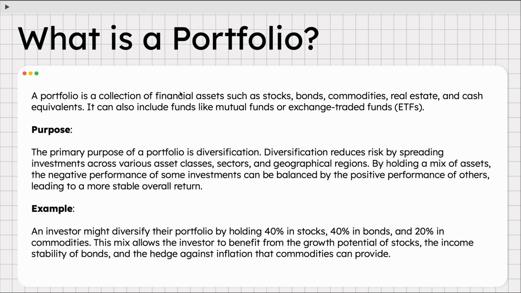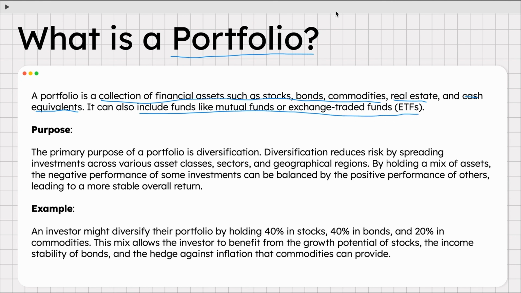First of all, the biggest question is, what is a portfolio? Okay, so in my terms, portfolio is a combination of assets, financial assets, instruments or assets, whatever you can say, kept together. So basically we can see here it is a collection of financial assets like stock, bonds, commodities, real estate and cash equivalents. We did cover all these, right, when we were studying in the first module. So it can also include funds like mutual funds or like ETFs.